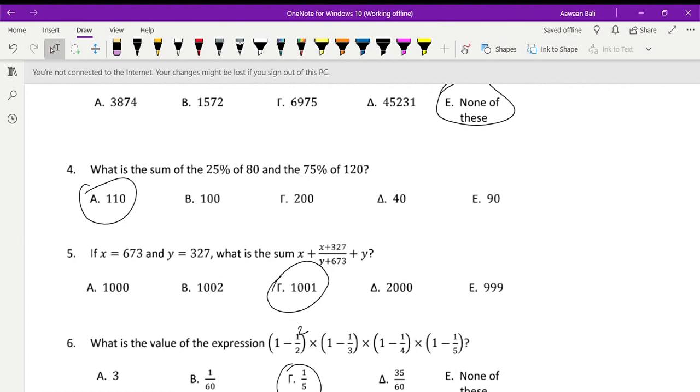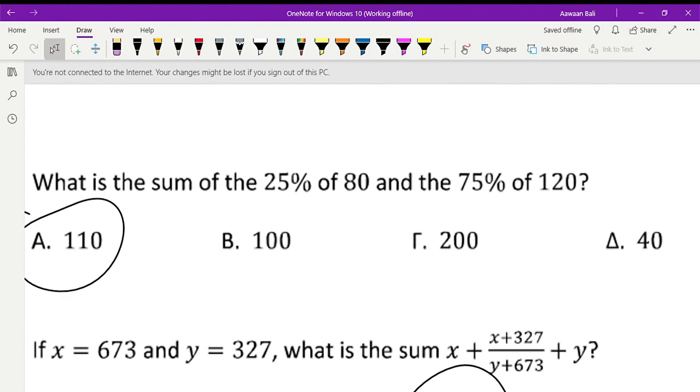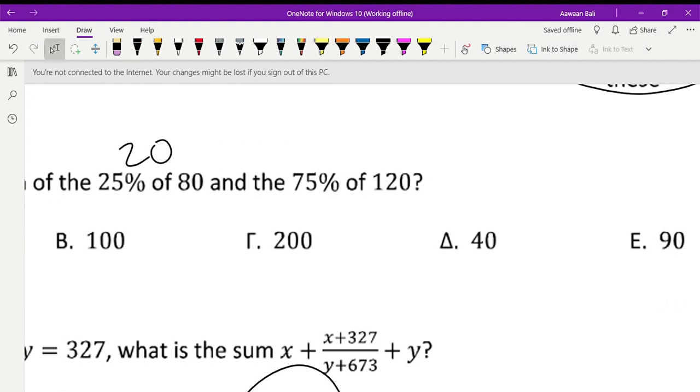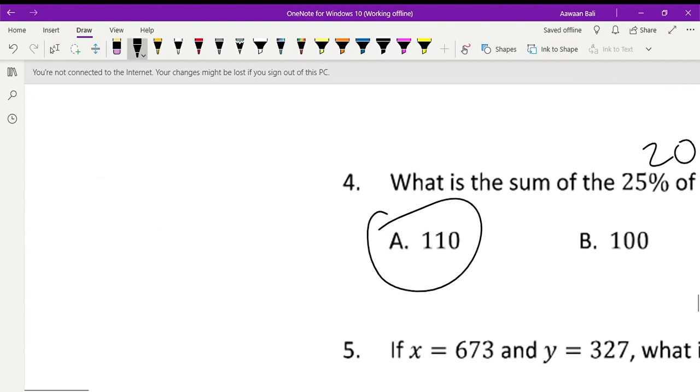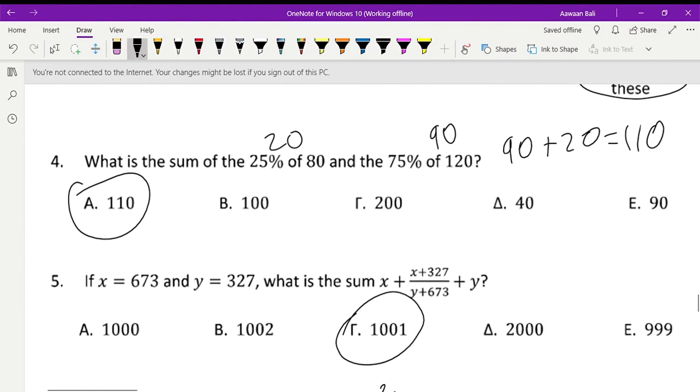Question number 4. What is the sum of 25% of 80 and 75% of 120? Okay, so first we need to find the values of these percentages. 25% is normally a quarter, so a quarter of 80 is 20, since 80 divided by 4 is 20. And now 75% is 25% times 3, so 120 divided by 4 is 30, times 3 is 90. So the sum is 90 plus 20, which is 110. So therefore the answer is alpha, 110.